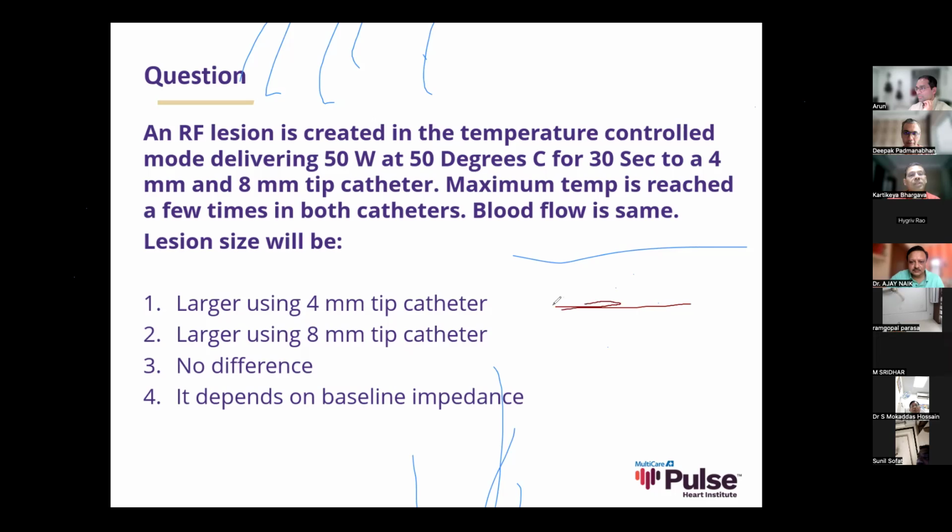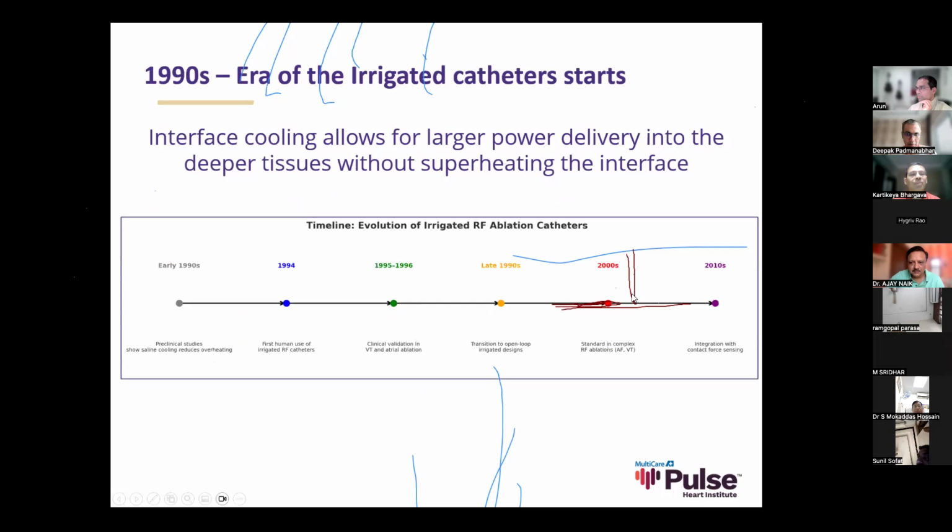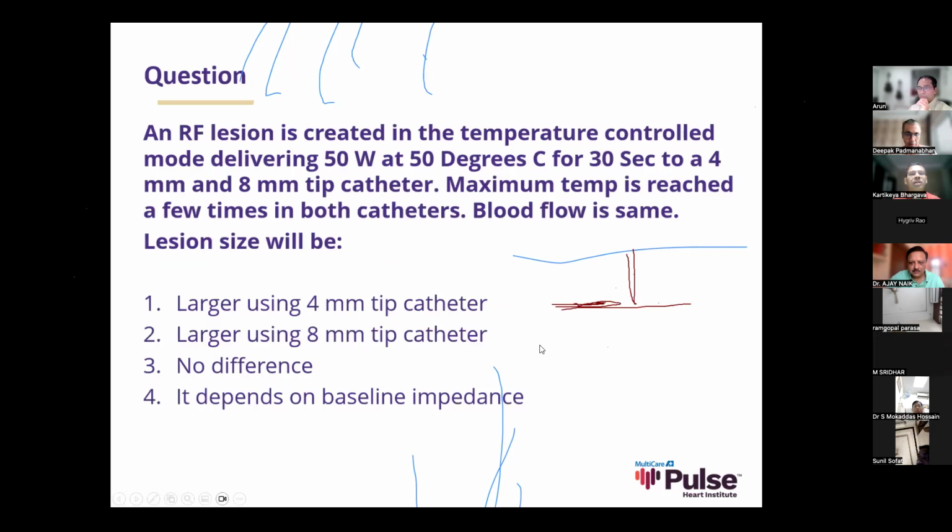The other way would be thinking, why not use a 2 millimeter tip catheter, which will have the best resolution? But as Dr. Arun said, if you have a smaller catheter tip, your current density will be higher and your temperature will reach very quickly, and there's an increased risk of char formation, so you will not be able to deliver enough power.